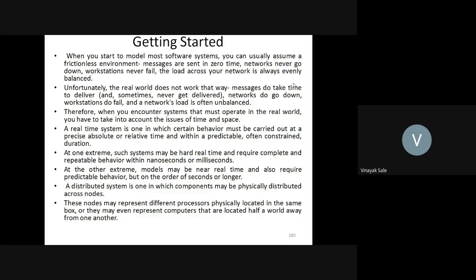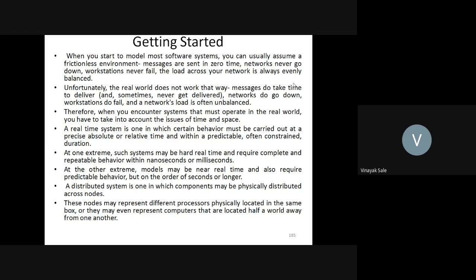So therefore, when you encounter systems that must operate in the real world, you have to take into account the issues of time and space. A real-time system is one in which a certain behavior must be carried out at a precise, absolute, or relative time and within a predictable, often constrained duration.